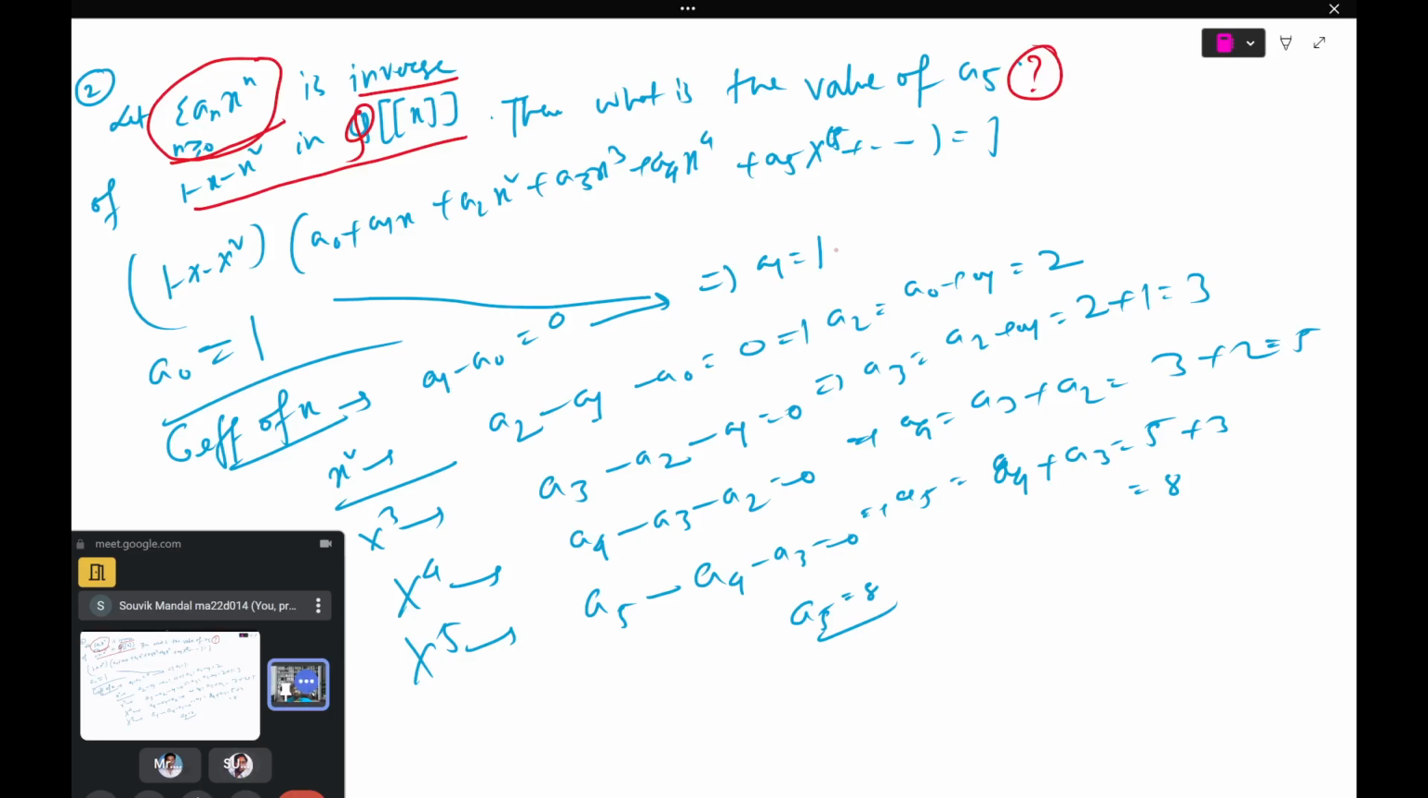Sir, I think the coefficients form a Fibonacci sequence. Sorry, can you please repeat? The coefficient sequence forms a Fibonacci sequence. Fibonacci sequence is something other. This is not a Fibonacci sequence. You can tell only that some terms are going to cancel, that's the only thing, but it's not the Fibonacci sequence.